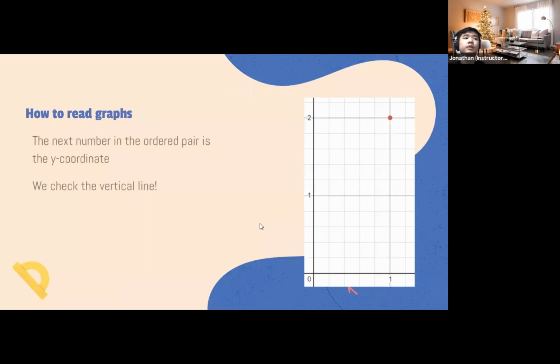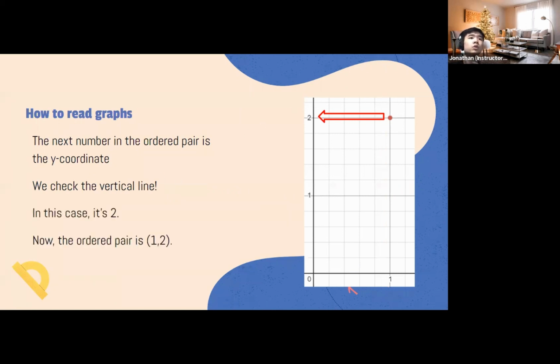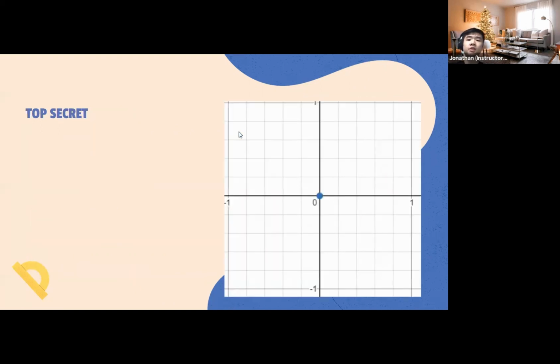So how about the y? The next number is the y coordinate. We already talked about the x coordinate, which in this case is 1. We check the vertical line, the one that goes up and down. We look at this point, and it's right at the 2 line. So the y is going to be 2. So now that means the ordered pair is 1, 2, because the x is 1 and the y is 2. And that's pretty much how it's done.